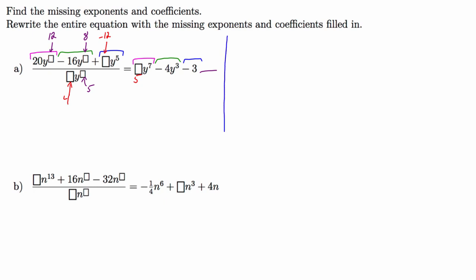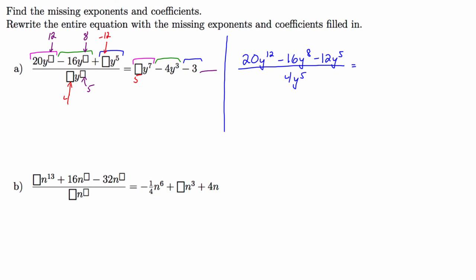The way to finish this problem is, one, to rewrite the entire equation with those missing exponents and coefficients filled in, but as we do so, to double check our work. So what we think the numerator is 20y to the 12th minus 16y to the 8th minus 12y to the 5th. And if I were to take that and divide by 4y to the 5th that we came up with for the denominator, I'm not actually going to look at the answer that I had on the original problem where I wrote down my scratch work. I'm going to carry out this division.